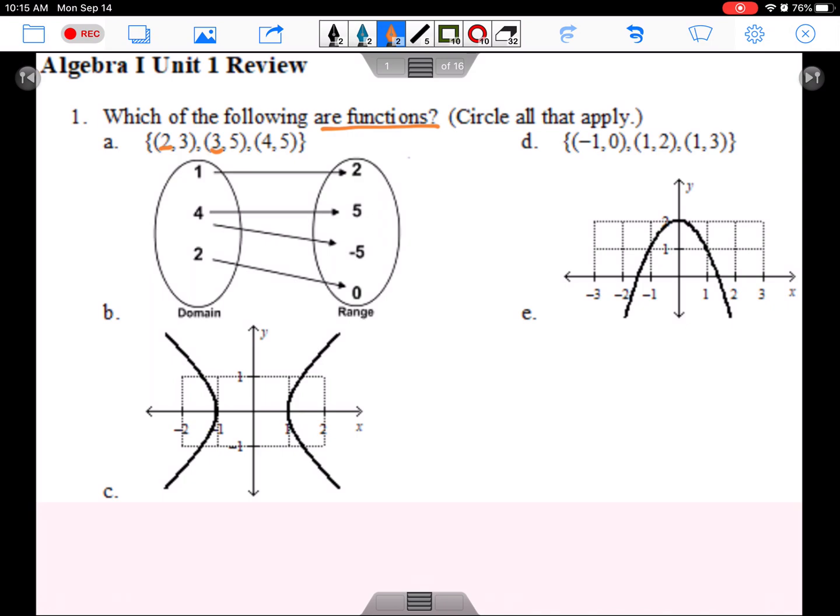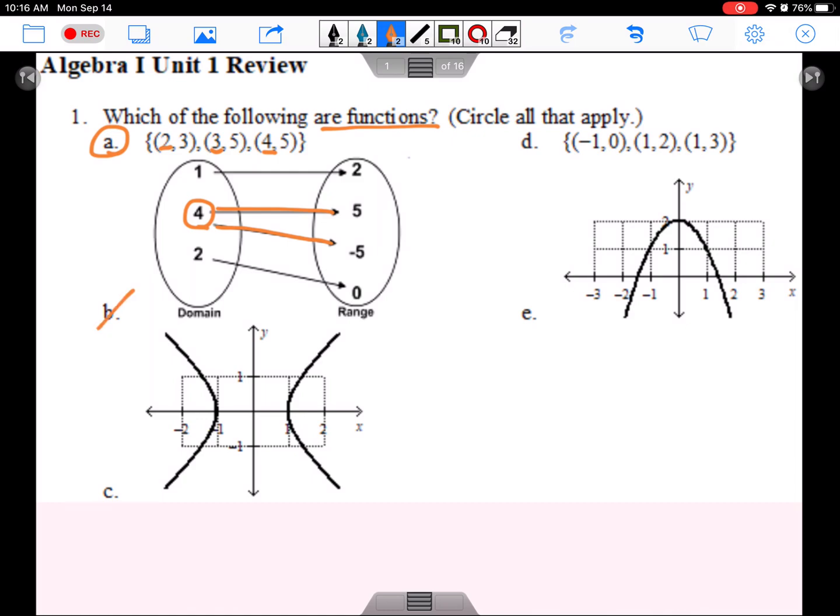3 always goes to 5. 4 always goes to 5. So that is in fact a function. It can have the same output, but not the same input. No single input can go to more than one place. Part B, 4 goes to both 5 and -5, so that makes it not a function.